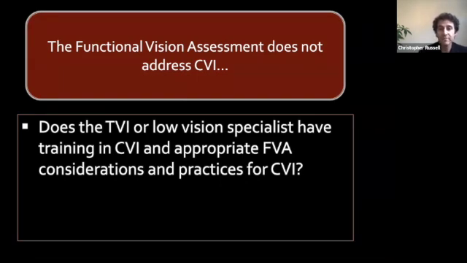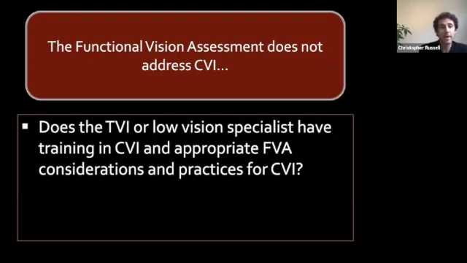And if you're a TVI who doesn't quite yet feel comfortable assessing these students with CVI, it's okay to say, I'm not quite there yet. I need support in doing this. I need more training. I need mentorship or coaching, or I want to do a co-assessment with someone else. It doesn't make you a bad TVI. It just means that you haven't had the training specifically in this area, or you haven't had necessarily the practice with it.